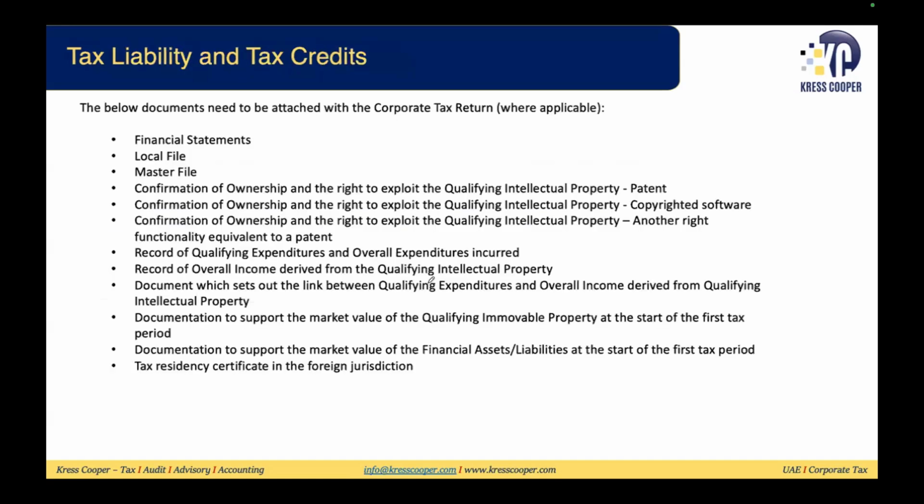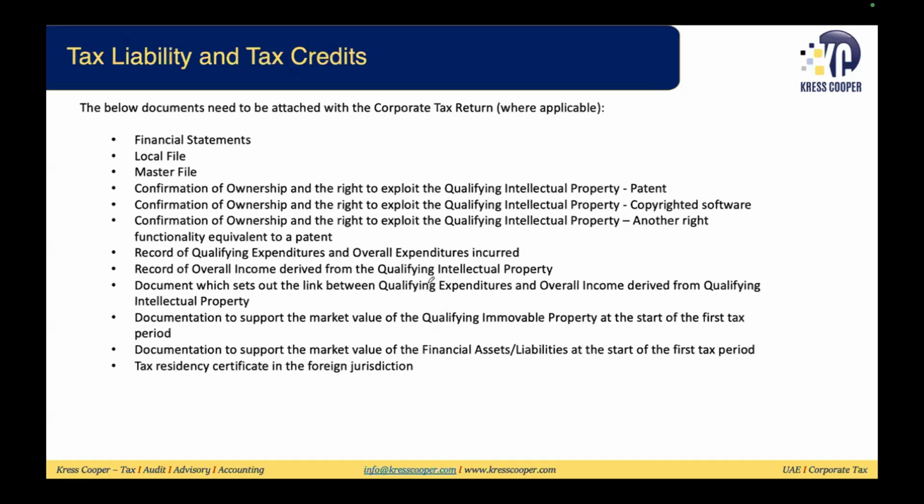These are the things you need to attach: financial statement, local file, master file, and qualifying intellectual property. This basic information, maybe the FTA will ask. The below documents need to be attached at the time of the submission of the return. No, this is compulsory, it's not optional. In VAT, we are not uploading anything, but in corporate tax, we need to provide all this information.